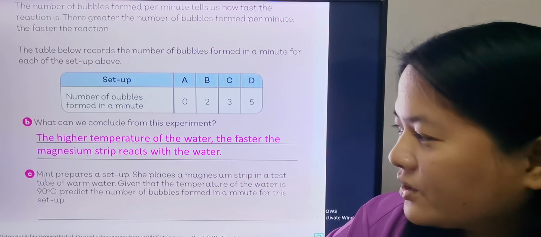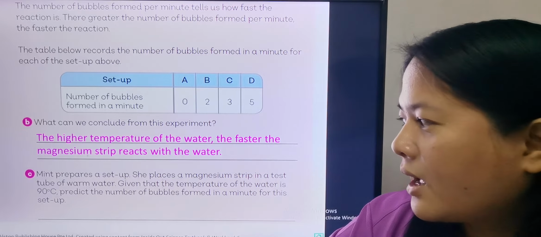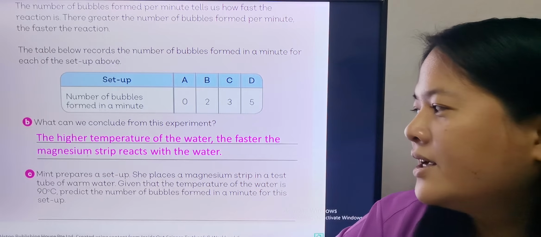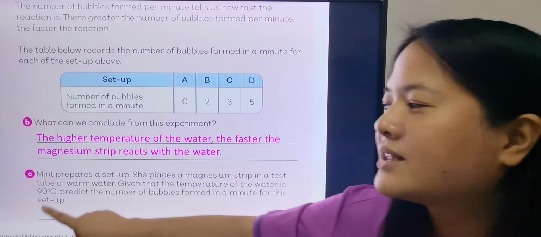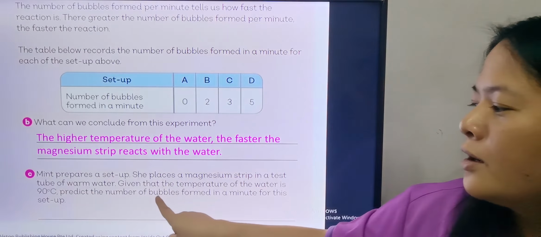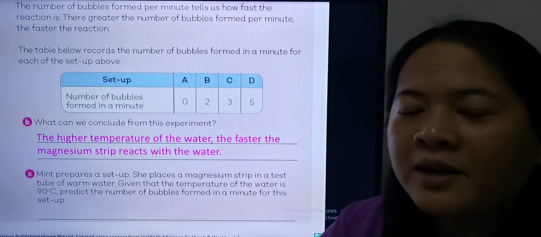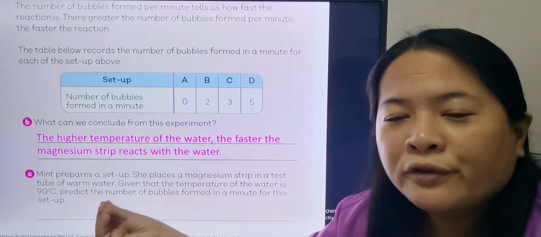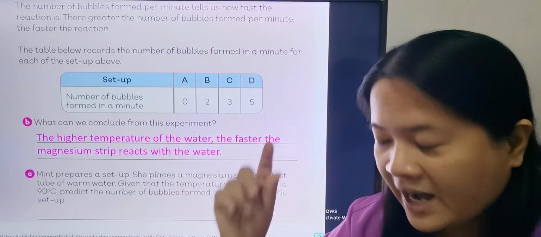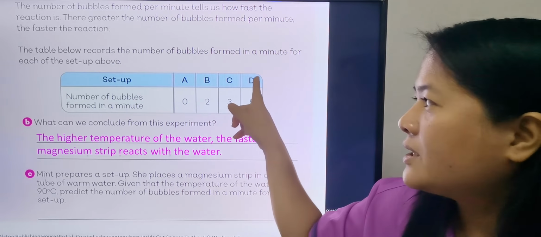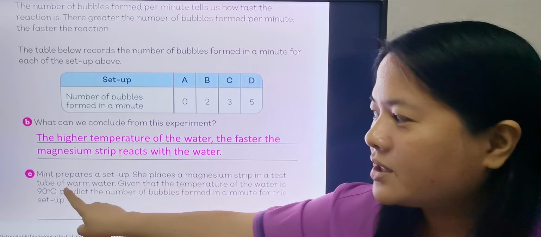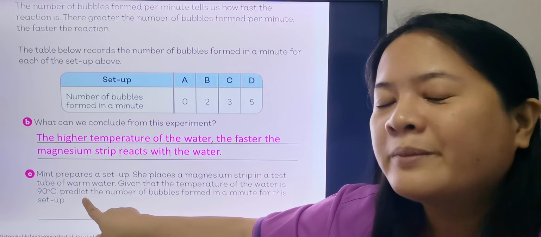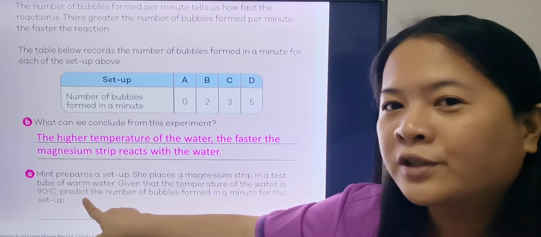Okay, and letter C, Mint prepares a setup. She places a magnesium strip in a test tube of warm water. Given that the temperature of the water is 90 degrees, predict the number of bubbles formed in a minute for this setup. So Mint is going to do another experiment, but this time the temperature of the water is 90 degrees. Okay, it's higher than setup D. Setup D is 75 degrees Celsius. So this time it's 90 degrees Celsius. So the question is, predict, can you guess how many bubbles will be formed after 1 minute?